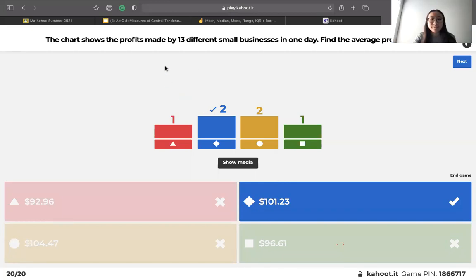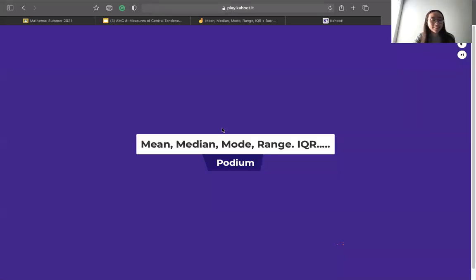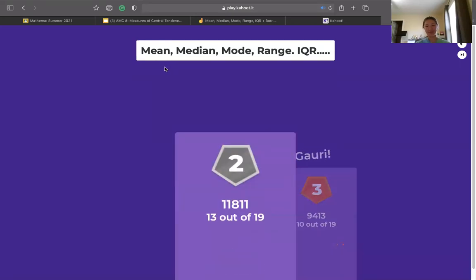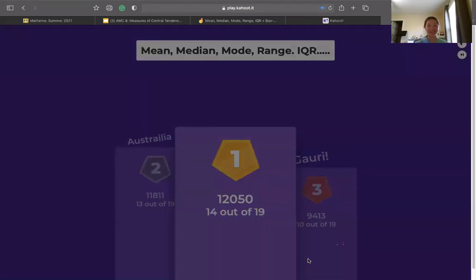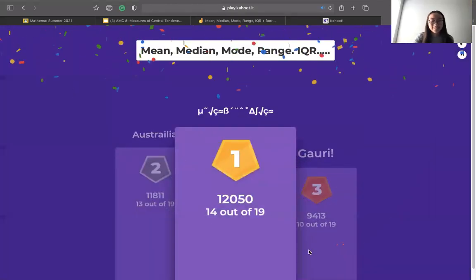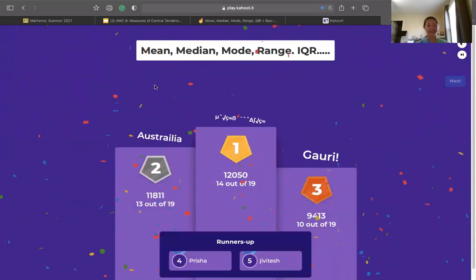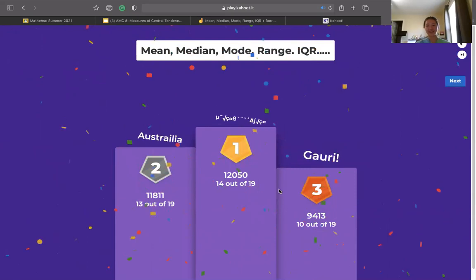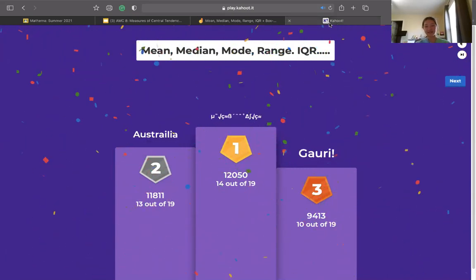Yeah, they're not making that much money, unfortunately. It did say there were small businesses, so that's true. Yay, so good job, Gowrie. Sorry, in Australia, I'm sorry to say that you did not win Australia. And whatever that is. Good job, guys. Okay.